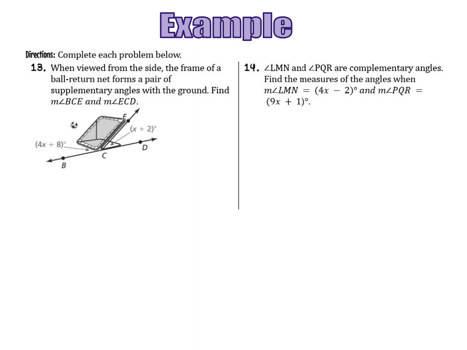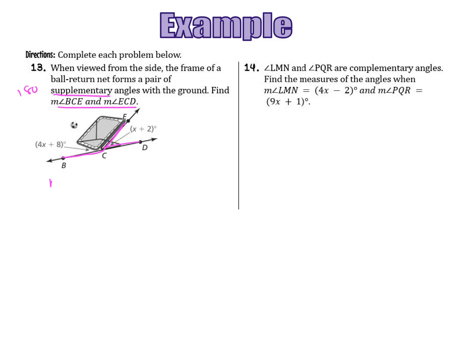For number 13, when viewed from the side, the frame of a ball return net forms a pair of supplementary angles with the ground. So that's a key word there: supplementary, meaning they add to be 180. Find the measure of angle BCE and the measure of angle ECD.